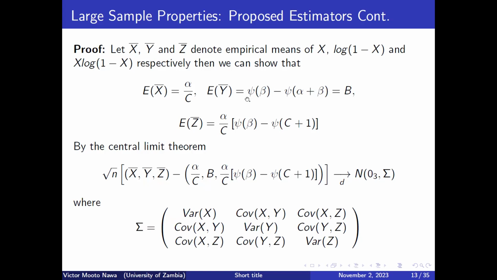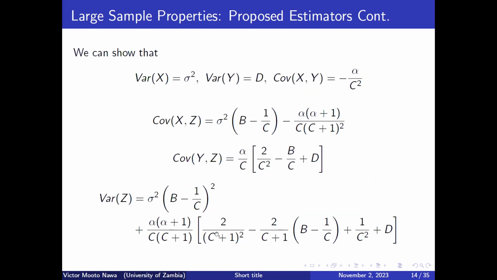Actually, these were already derived, so we are just rewriting them here. And then we can apply the central limit theorem to show that x bar, y bar, and z bar converge in distribution to a normal distribution with this covariance matrix. And then we go into this expression and evaluate each of these variances and covariances. Some of them have already been evaluated, like the variance of x.